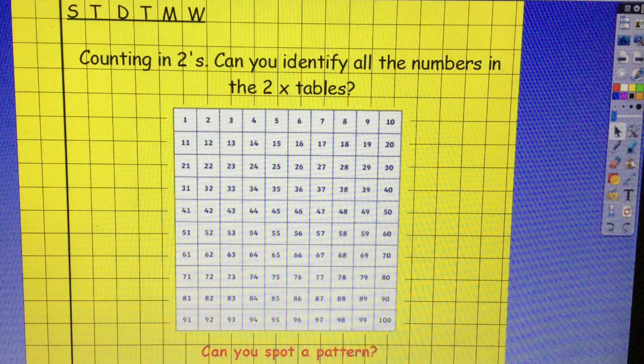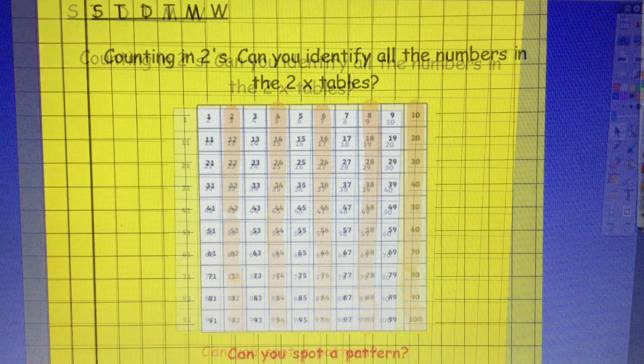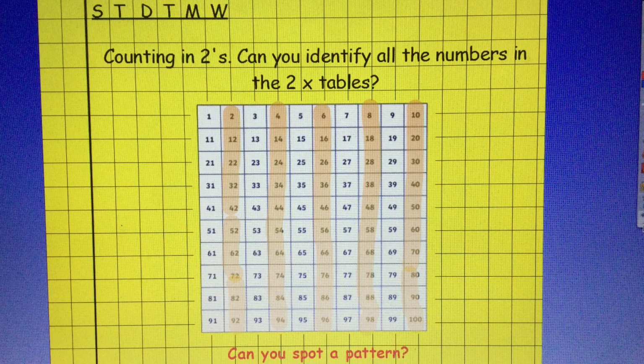Good morning, Year 3. We're going to start today by counting in twos. Can you identify all the numbers in the 2 times table on the 100 square below? You can either write them down or just spot them. Pause the video now and give it a try. Can you spot a pattern?